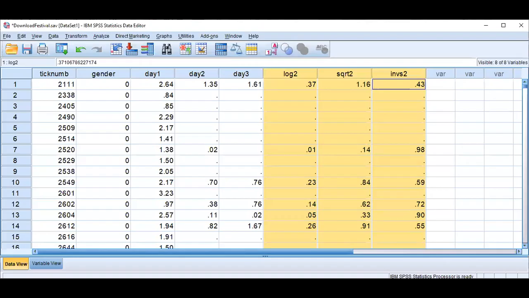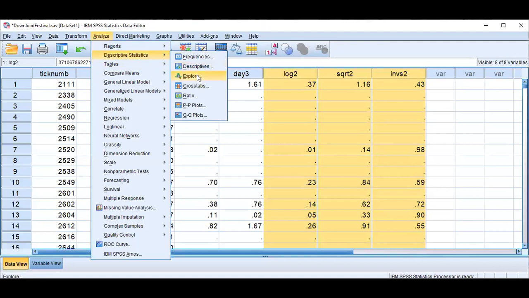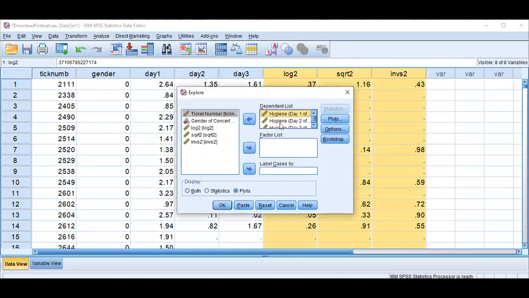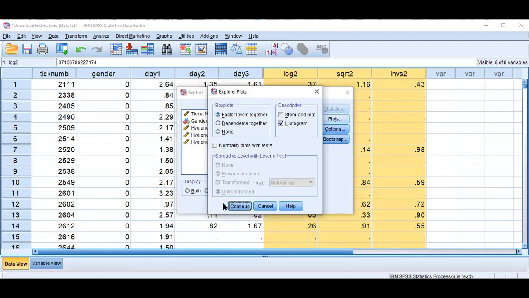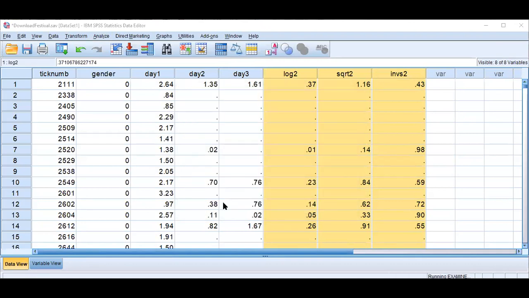So analyze, descriptive statistics, explore. So I will not take all variables because I have taken them earlier. So I will take only the three new data, and continue, and then plots, and then histogram, there is no problem, and then okay. Now I am showing my data. Okay, I am sharing my slide, and this is my output.